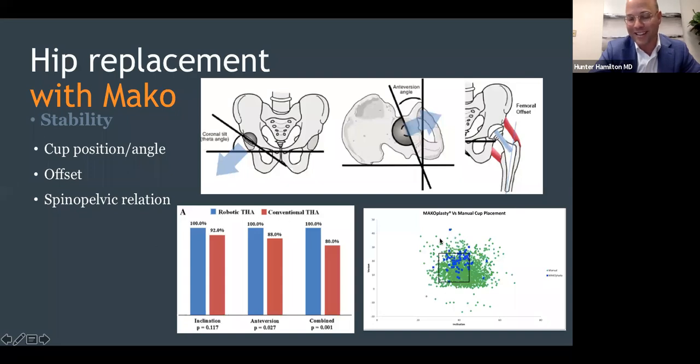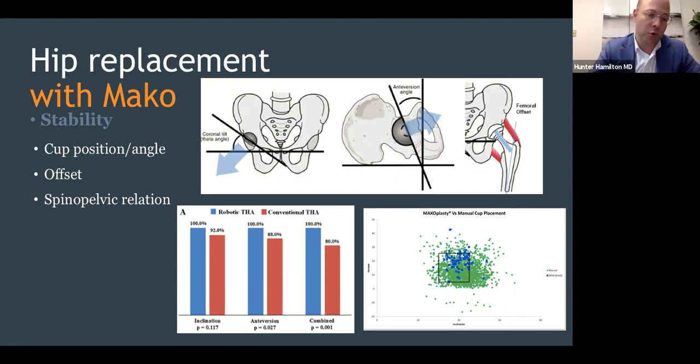On the bottom right, there's another study where they looked at cup positioning. There's a square in the middle, which is essentially the target zone for the position of the cup within the pelvis. And the green dots are where they place the cup by conventional measures, and the blue dots are where they place the cup using the robot, which was much more accurate. And ultimately, this leads to overall better stability and hopefully a more natural feeling joint.